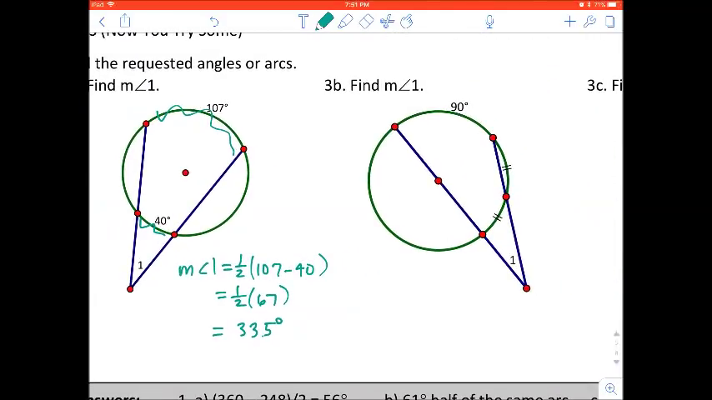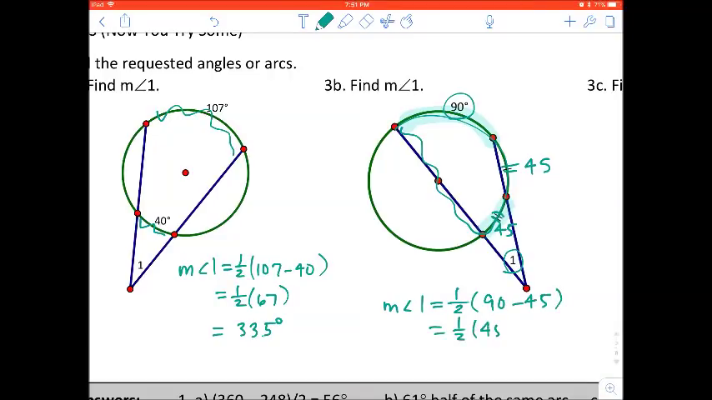Looking at this next one here, we have a relationship where we're given half of a circle, really. We're given 90 for one part, and given these congruence tick marks, we know that the other parts are 45. We want to solve for an angle outside the circle, and now we have enough to do that. We have that 90 and 45 are the arcs that the angle intercepts. So the measure of angle 1 is going to be half of 90 minus 45. And so half of 45 is going to be 22.5 degrees.